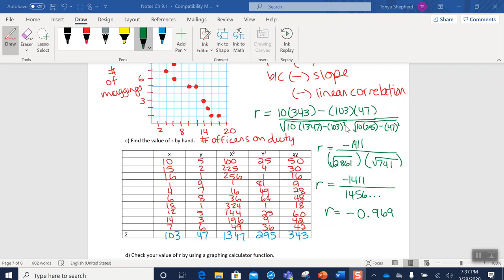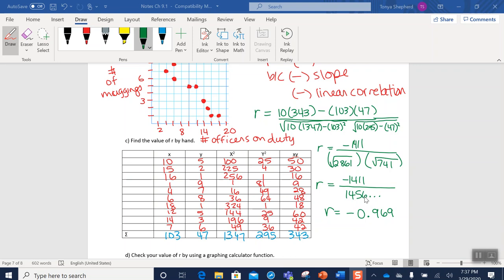Okay, so first of all, I'm not sure why, but when I was writing this down, I put a minus in here. There's no minus in there. So if you did the work with a minus in there because you were copying me instead of the formula on your note card, please get rid of that minus, and you need to go back and multiply these two together. When you work out the top and you work out the bottom, you end up getting r as negative 0.969.